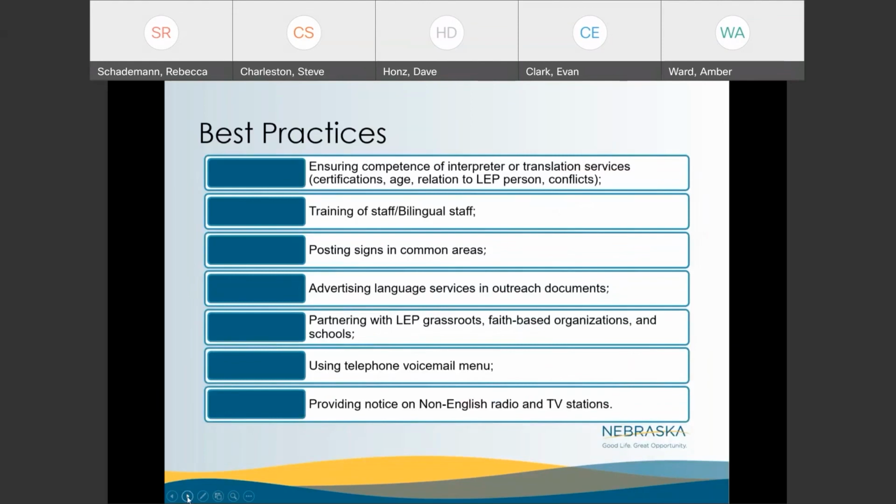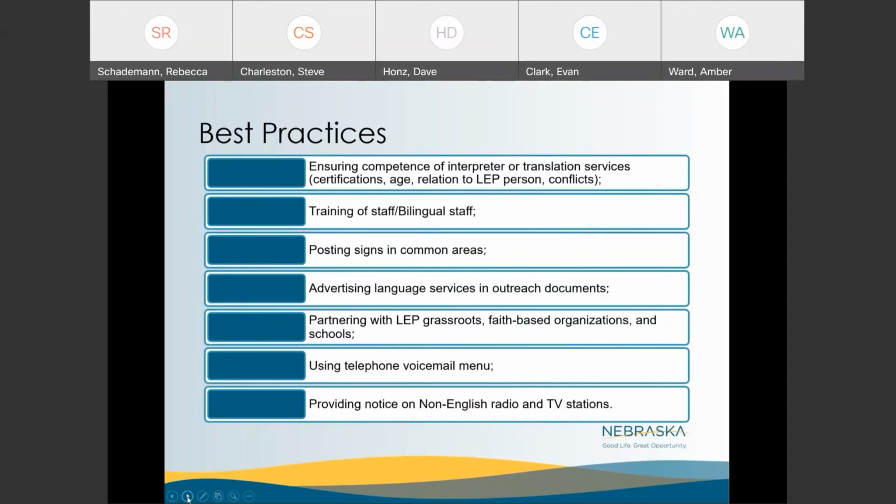Ensuring competence of interpreter or translation services, training of staff, bilingual staff. So staff members that will regularly meet with individuals that do not speak English should be trained on what procedures are in place to ensure they can communicate with those individuals that don't speak English.